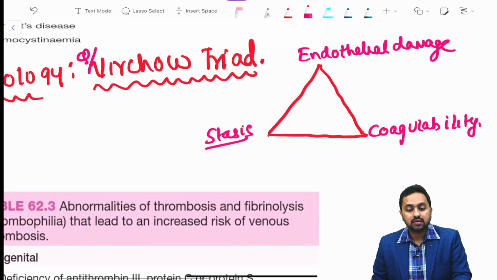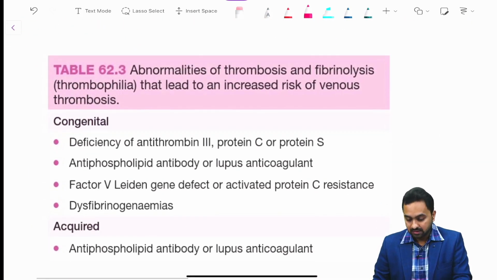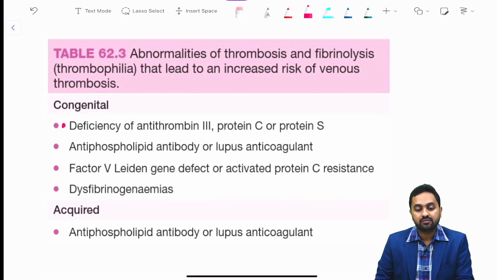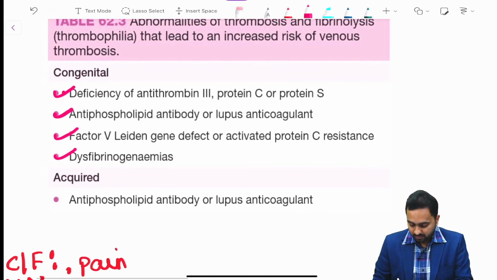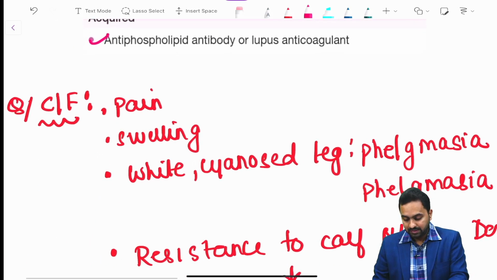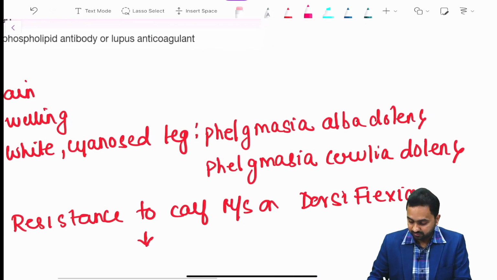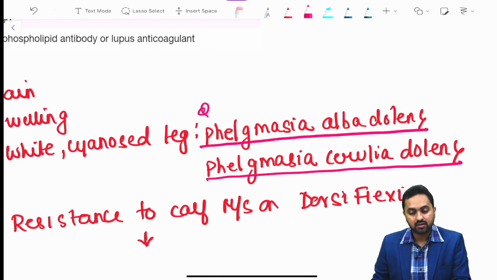Now, the abnormalities of your thrombosis and fibrinolysis that lead to an increased risk of your venous disease. Now, you have your congenital, which includes the deficiency of your antithrombin 3, protein C and S, antiphospholipid antibody or lupus anticoagulant, factor 5 Leiden gene defect or activated protein C resistance, and your dysfibrinogenemia, and you have acquired, which includes your antiphospholipid antibody or lupus anticoagulant. Now, the clinical features would include your pain, swelling or white swollen leg, which is also referred to as your phlegmasia alba dolens and phlegmasia cerulea dolens, right.